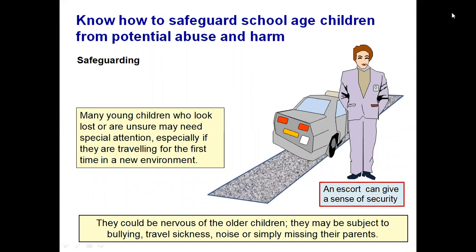Many young children who look lost or unsure may need special attention, especially if they're traveling with you for the first time, going to a new school. It's a brand new environment for them. They may be nervous anyway. Their special need may make them nervous, again, such as autism. When you have an escort or an assistant, they will give that child an extra sense of security.